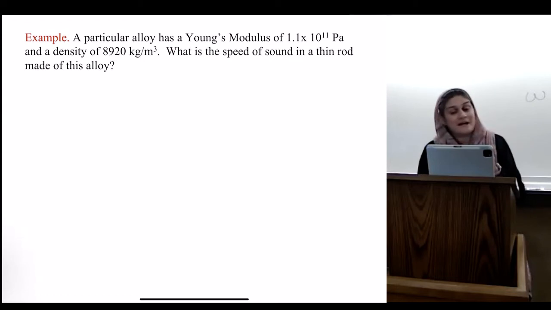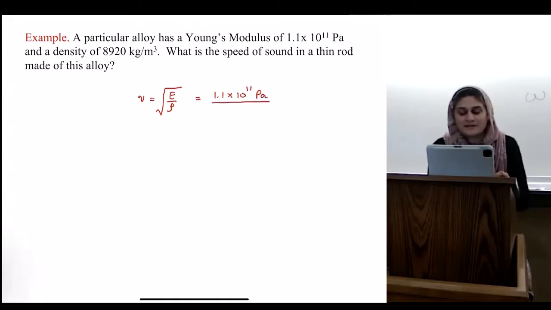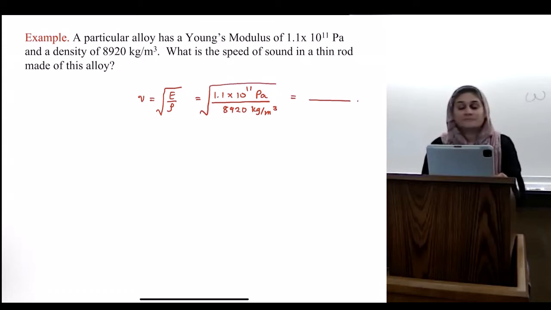So if the question asks you to find the speed of sound in a thin rod made of this alloy, and it's giving you a Young's modulus and a density, use the formula square root of E over rho. Plug the numbers in, Pascal, divided by density, which is 8920 kilograms per meter cubed, and then square root it. And that will give you a value, and your answer will come out to be in meters per second.